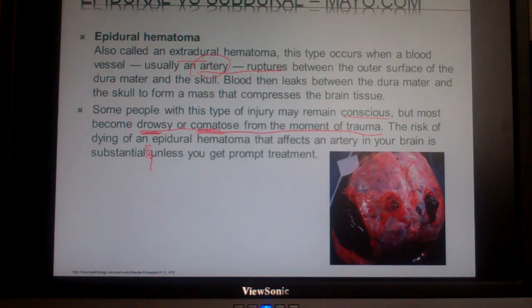Oh, I get it. It's substantial risk unless you get prompt treatment. Okay, so again, epidural hematomas, usually pretty bad bleeding, not a good thing. If you see this big old dura mater area, that white thing, this is epi, that's clearly above the dura mater, that big old blood clot right there.